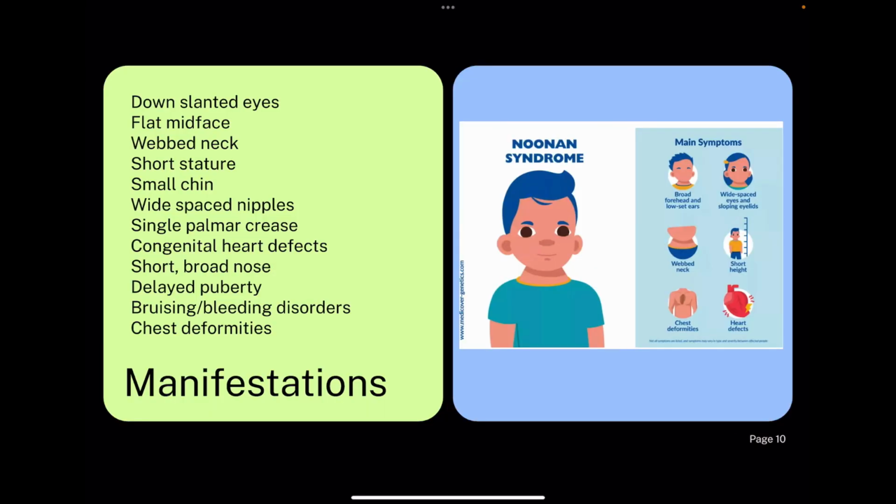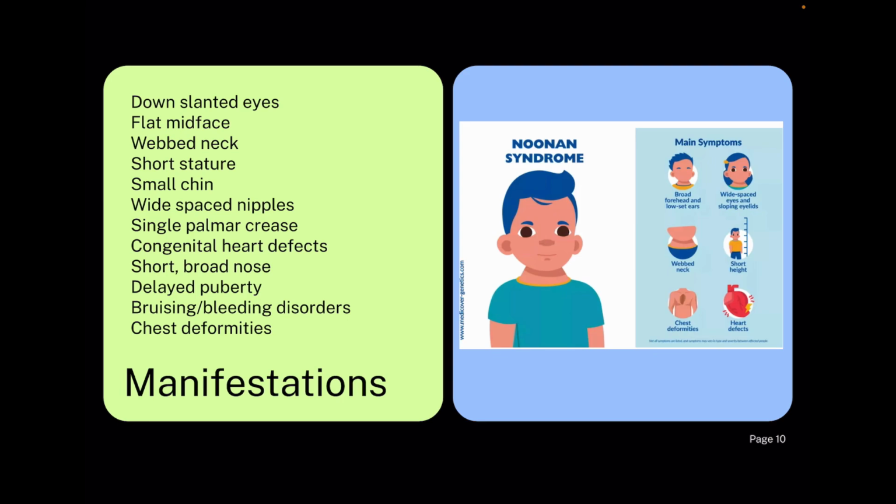The manifestations seen with Noonan syndrome are down-slanted eyes, flat midface, webbed neck, short stature, small chin, wide-spaced nipples, a single palmar crease, congenital heart defects, a short broad nose, delayed puberty, bruising and bleeding disorders, and chest deformities. To be diagnosed with Noonan, you must have one major manifestation, and what's classified as major is the cardiac defects, the chest deformities, the short stature, and a family history, or you need 2 minor manifestations.